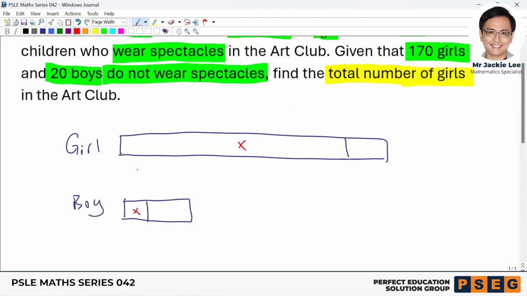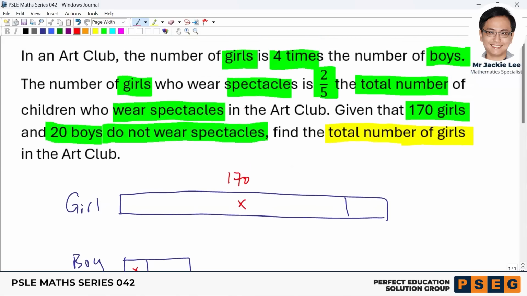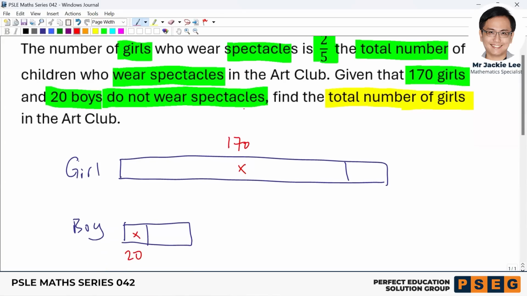These are the ones that are not wearing spectacles. The figure for boys is 20. For the girls' side, it is 170, right? And for those that remain behind, the girls that wear spectacles are 2/5 of the total number. So I think if the girls take 2 units, then the boys should be 3 units, right? The total, for those wearing spectacles, will be 5 units. So if this is 2u, then this is 3u.